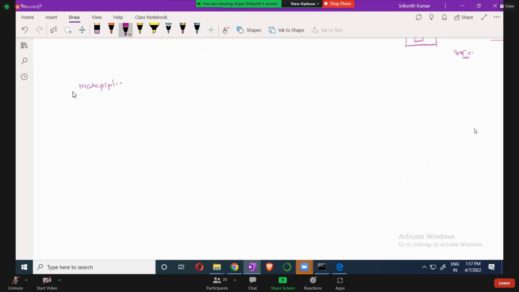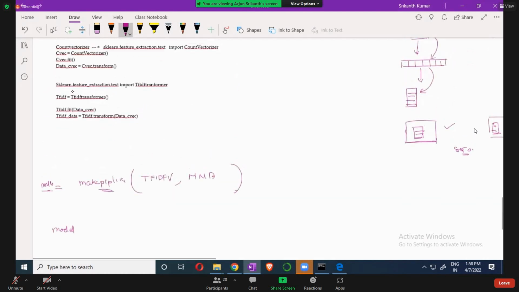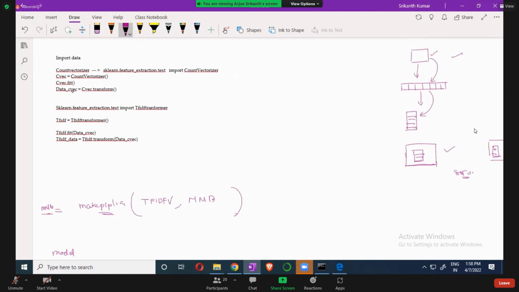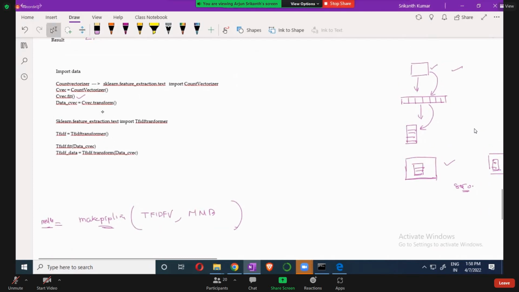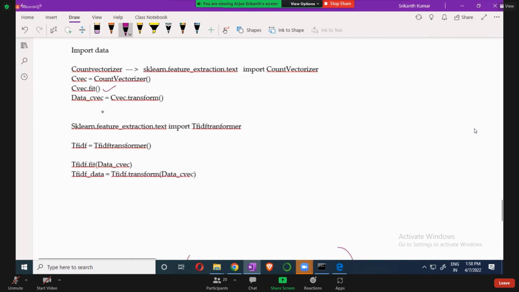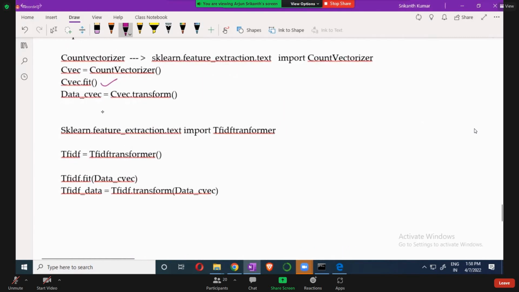Inside this, I will give it the TF-IDF vectorizer and I will give it Multinomial Naive Bayes. So what will happen? This will give me a model object. Now you see, the first step over here, I fit the data. We got the data and we fit it. Some data we have to fit, then that data we will transform.